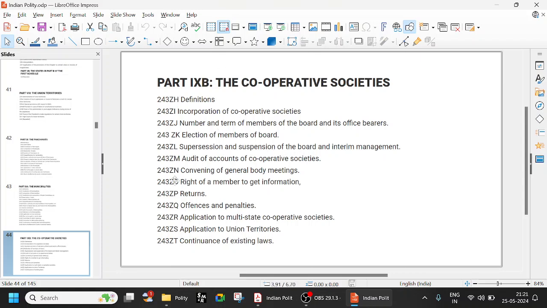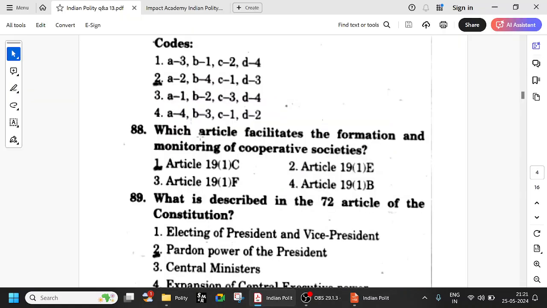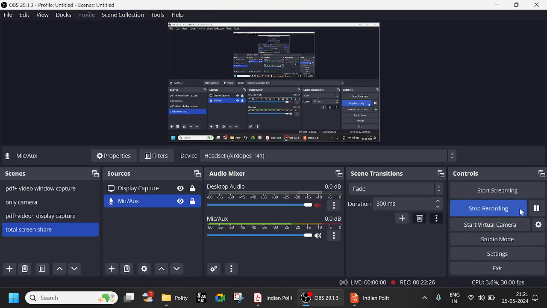So 243 ZH to ZT is cooperative societies. And also 19. So which article facilitates formation and monitoring of cooperative societies? So Article 19 is what you say, a right to speech and expression, right? There, 19(1)(c). So 19(1)(c) also is regarding formation and monitoring of cooperative societies. Okay, let me cross check.